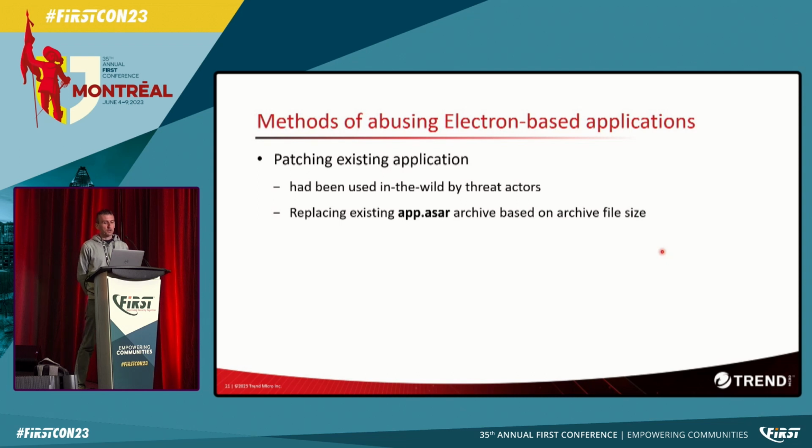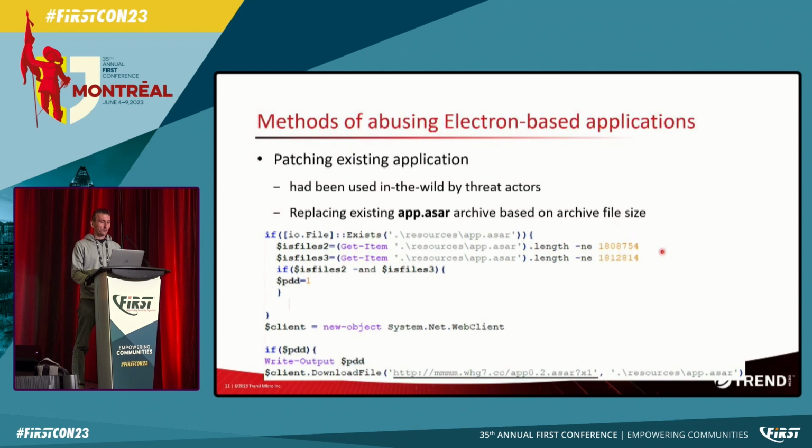The second way of abusing Electron-based applications, which we noticed, is directly patching the existing applications, either by exploiting the vulnerabilities like in the previous case, or when the threat actors have access to the build environment. So basically, they just replace the app.asar archive with a malicious one.